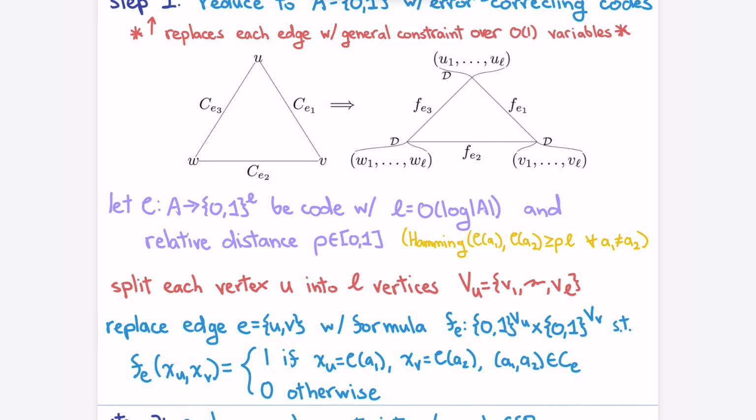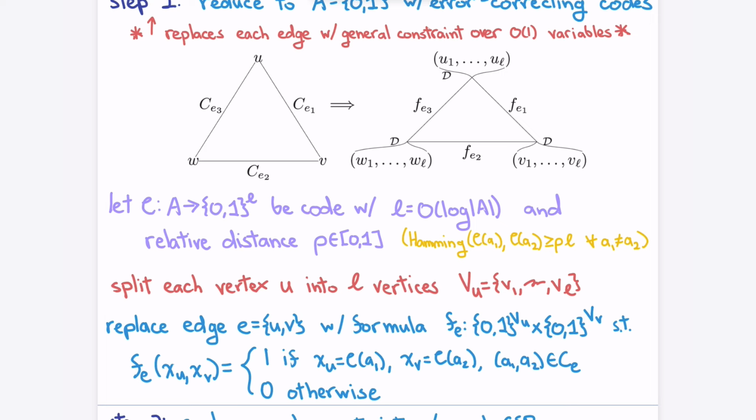Okay, so for each edge, right? This vertex got split into a bunch of vertices. Each now just has a 0, 1 letter. And I'm going to make a new constraint where, given a bit string for u and a bit string for v instead of letters, I won't actually decode. If the bit string is the code for A1, and if the bit string is the code for A2, and A1 and A2 satisfy the original constraint, then I'll say yes.